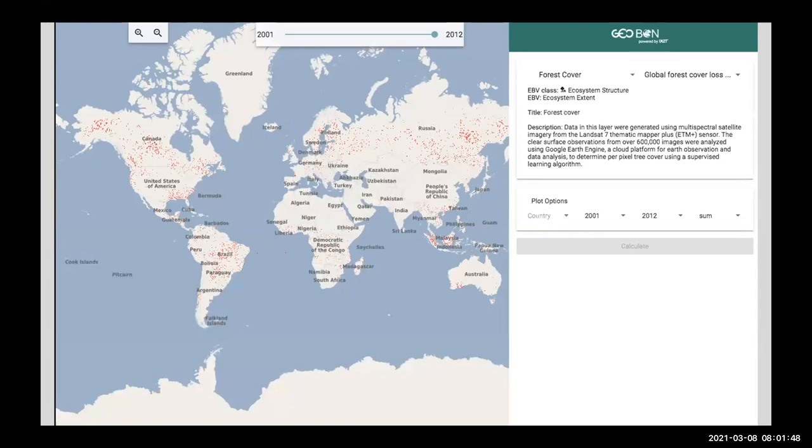And this might be kind of the disappointing part, but you know, Geobon and IPBES have started to try to do this. And so, for example, EBV class ecosystem structure, global forest cover loss. And this is a data set that was generated from Landsat 7 using observations from more than 600,000 images using Google Earth Engine to determine per pixel tree cover using the supervised learning algorithm. And you can click through this essentially between years, and you'll see something that is pretty neat globally.